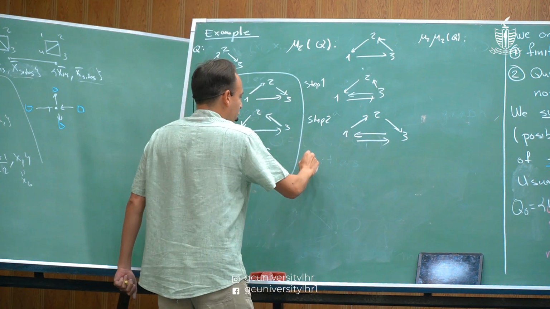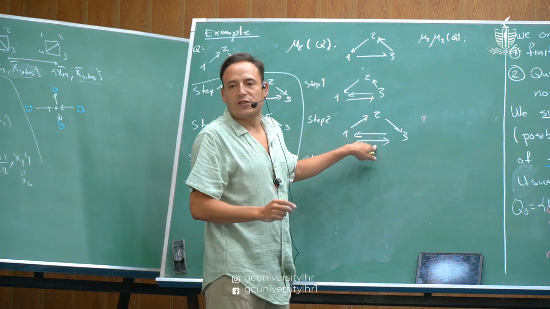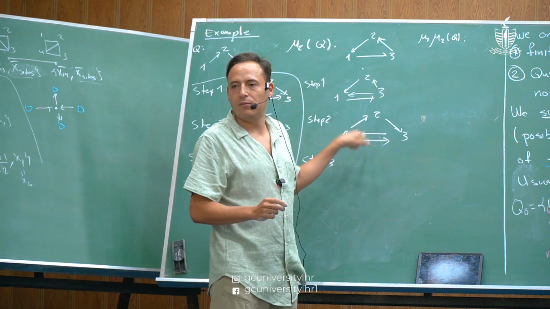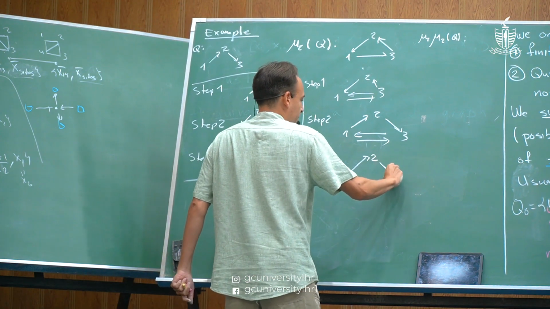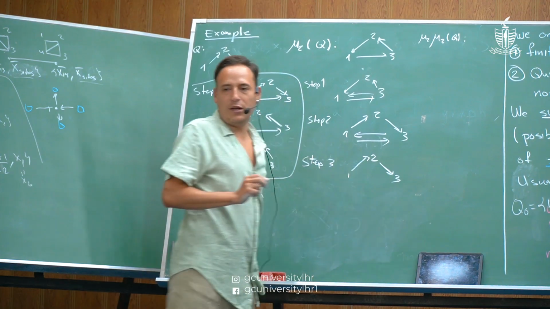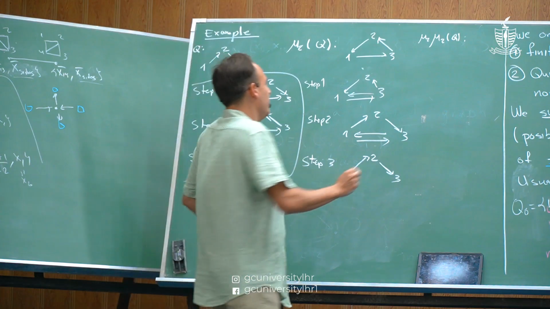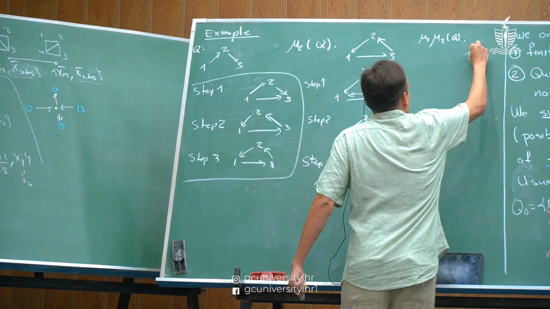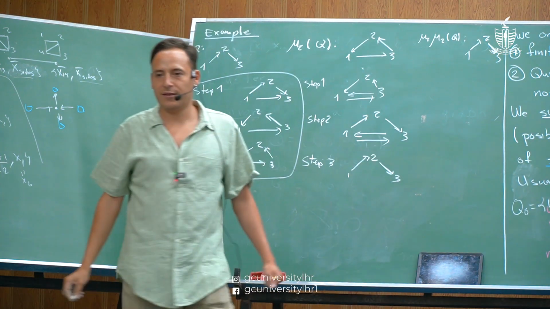And step 3 is to remove 2-cycles. And here I see a 2-cycle, so I have to remove it. Okay. And that's it. So I get that the mutation in direction 2 again gives me back the original quiver.